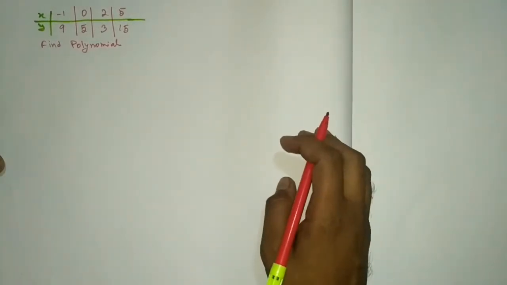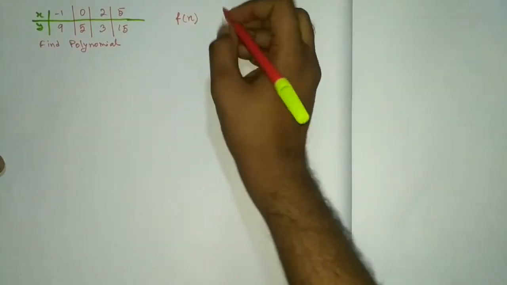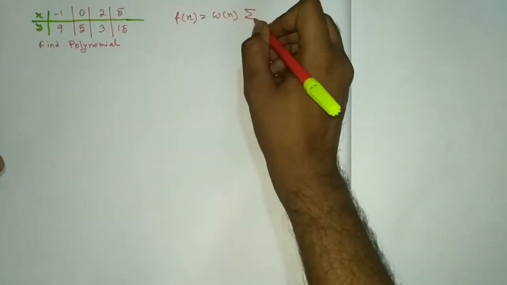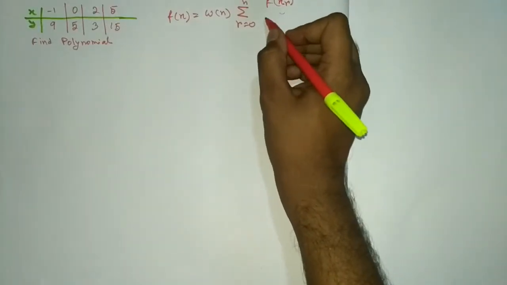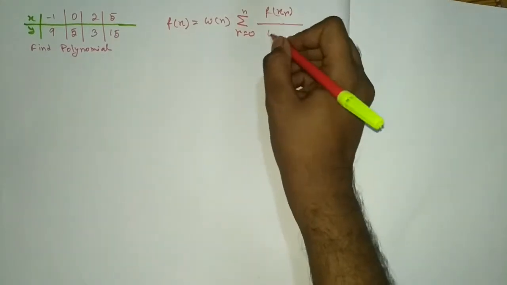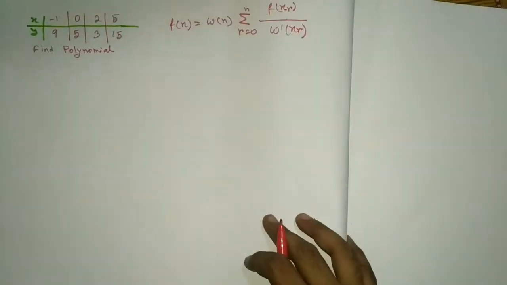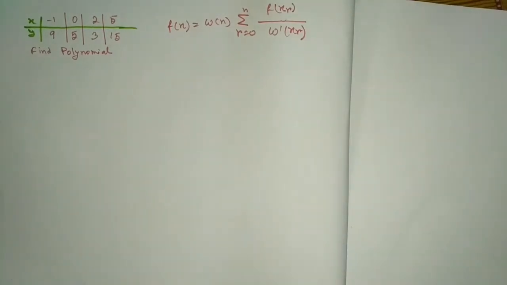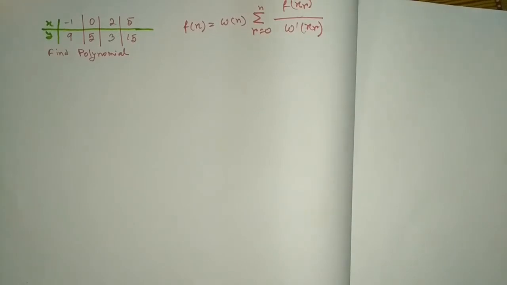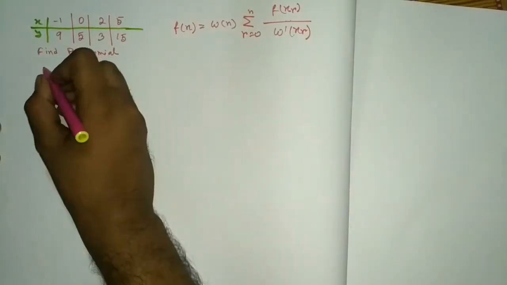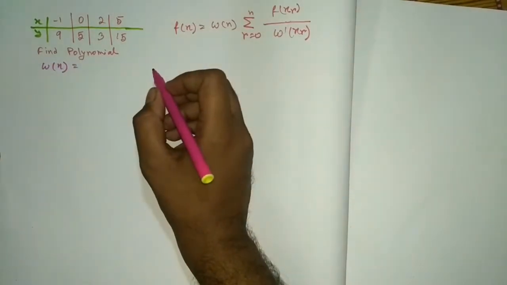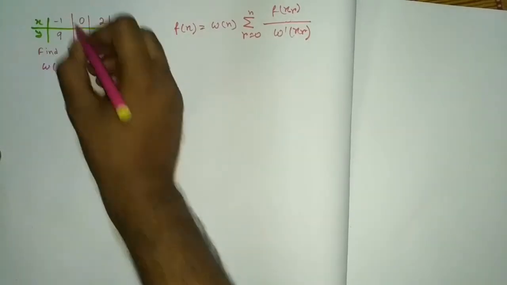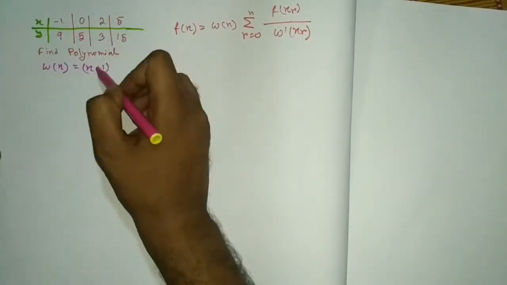Let us first write the formula of Lagrange's interpolation, and I am writing it, but I'm not going to use it. I'm just writing it. And believe me, the procedure I'm using is quite easy, and if you understand this procedure, then you can do this kind of problem very easily. First, write down the w(x). What will be the w(x)?